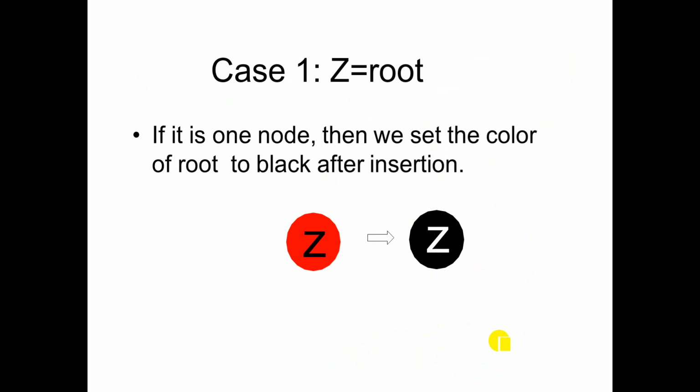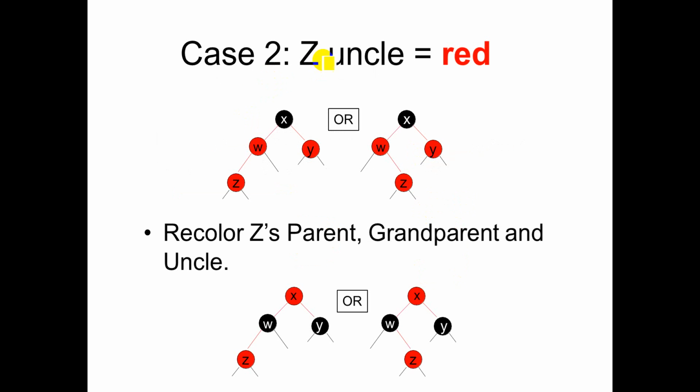Case 1: it is the root, if it is one node. You know that it is one node, so we set the color of the root to black. That means recoloring. Only recoloring is fine because we have only one node here. So this is the way it works. Now we can see case 2. You can see that the uncle is red.